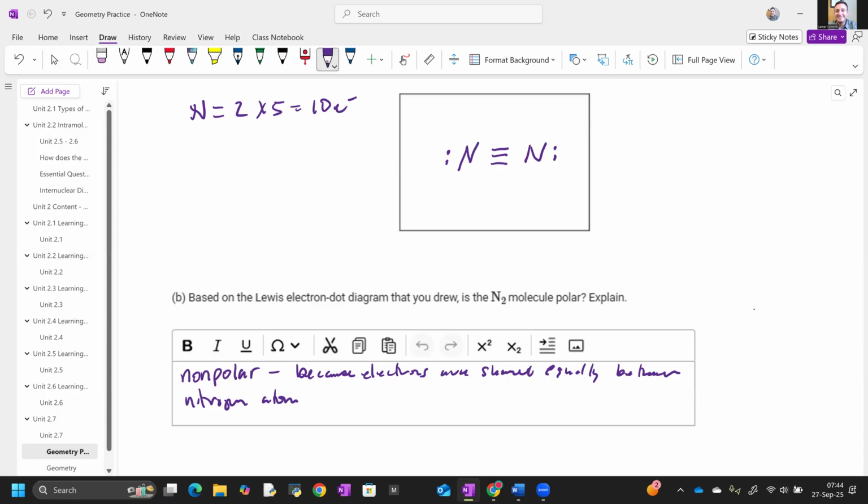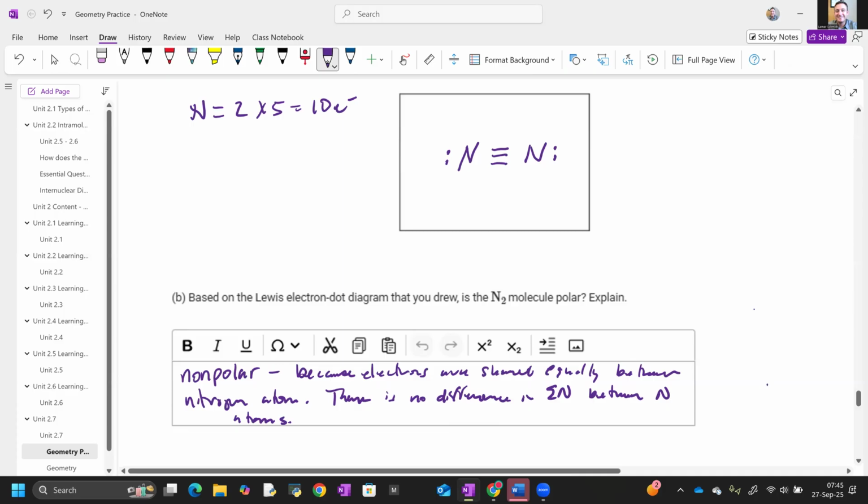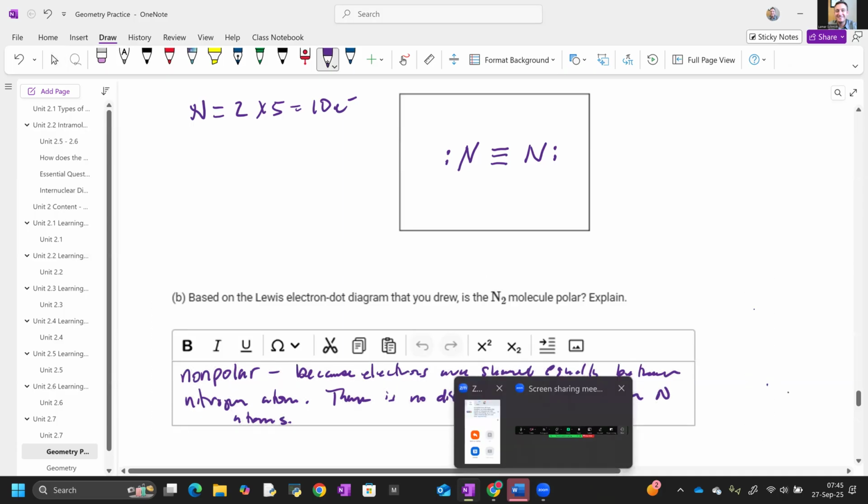You could mention something about there being no difference in electronegativity, no difference in EN between nitrogen atoms. But probably that first statement is the best: electrons are shared equally between nitrogen atoms. Why is that? Because there is zero difference in the electronegativity between nitrogen atoms.